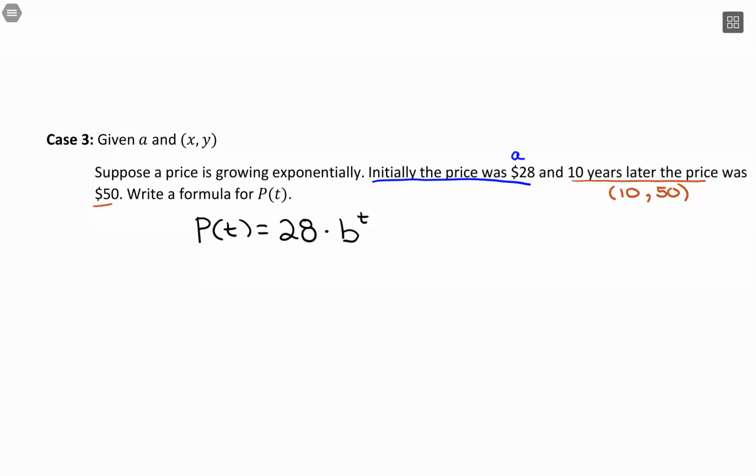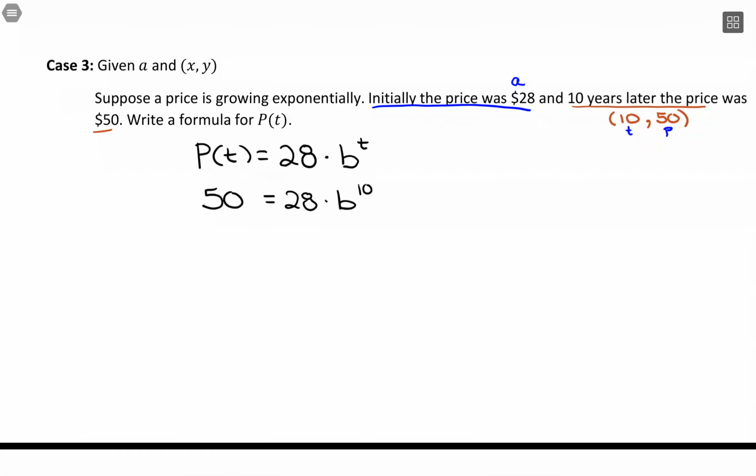Now what I'm going to do is plug in the point that we have. We know that if t is 10, then p is 50. So I'm going to plug that in: 50 equals 28 times b to the 10th power. And now what I'm going to do is solve for b. So I would divide by 28 first.